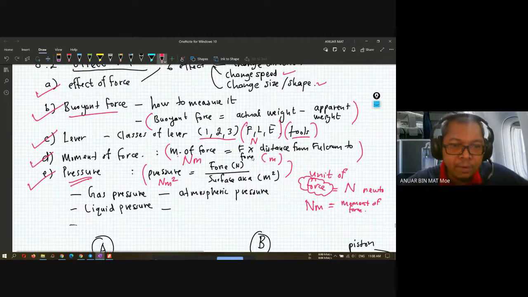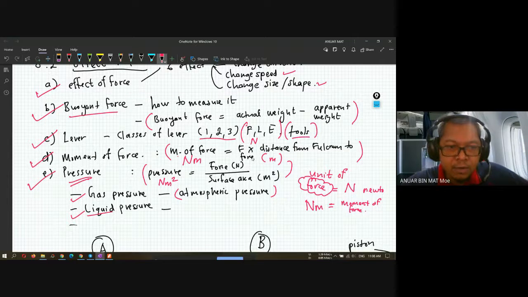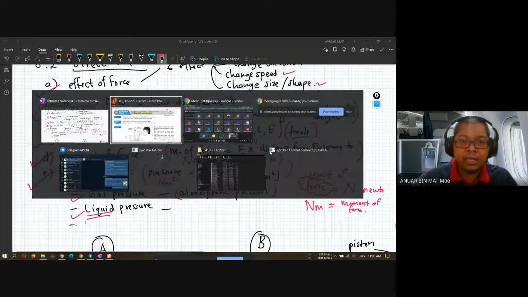First, gas pressure. One of the pressures you learn is gas pressure, and another is liquid pressure. Gas pressure includes atmospheric pressure, and liquid pressure includes water. Liquid here means, for example, water. Okay, so we go back to the question.